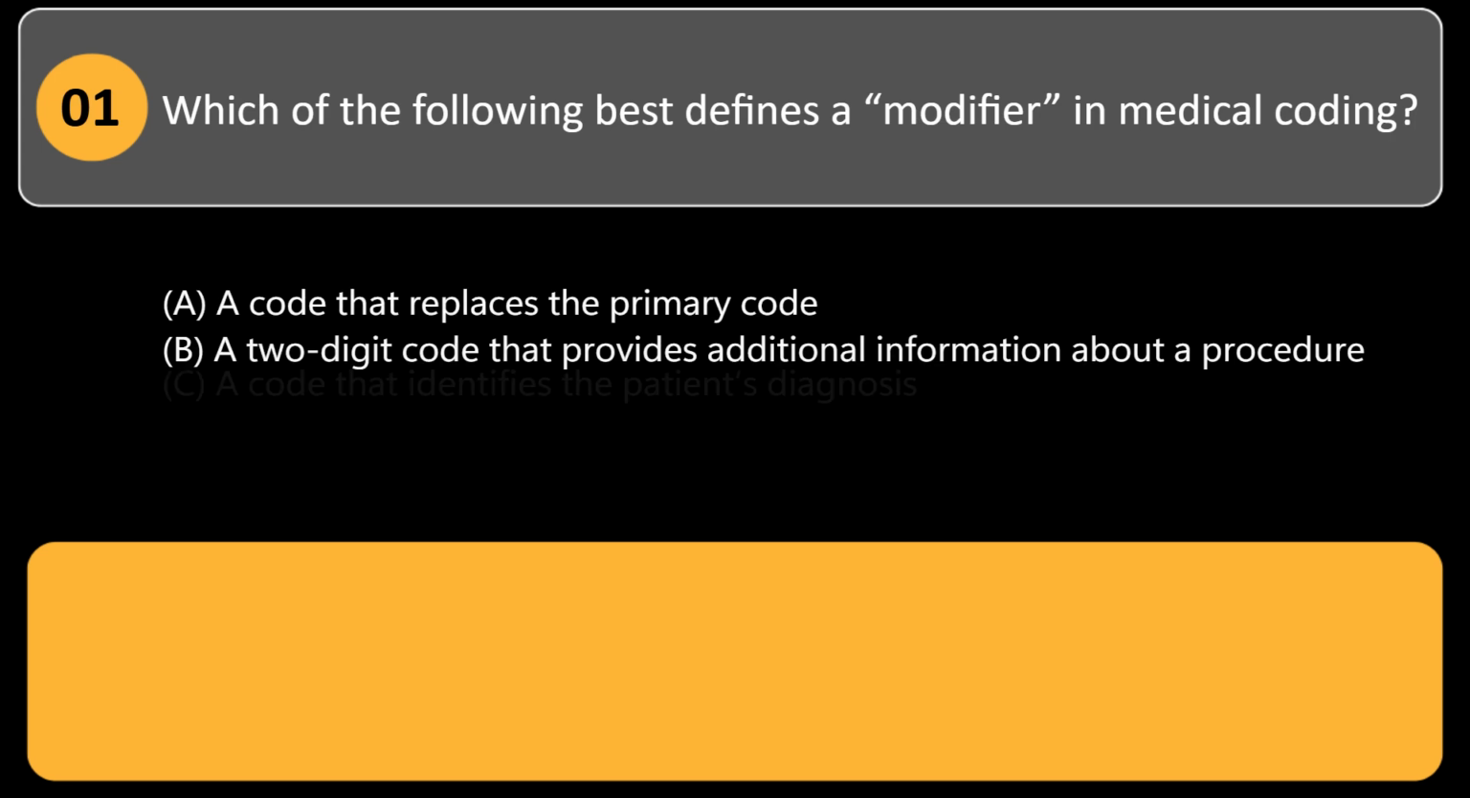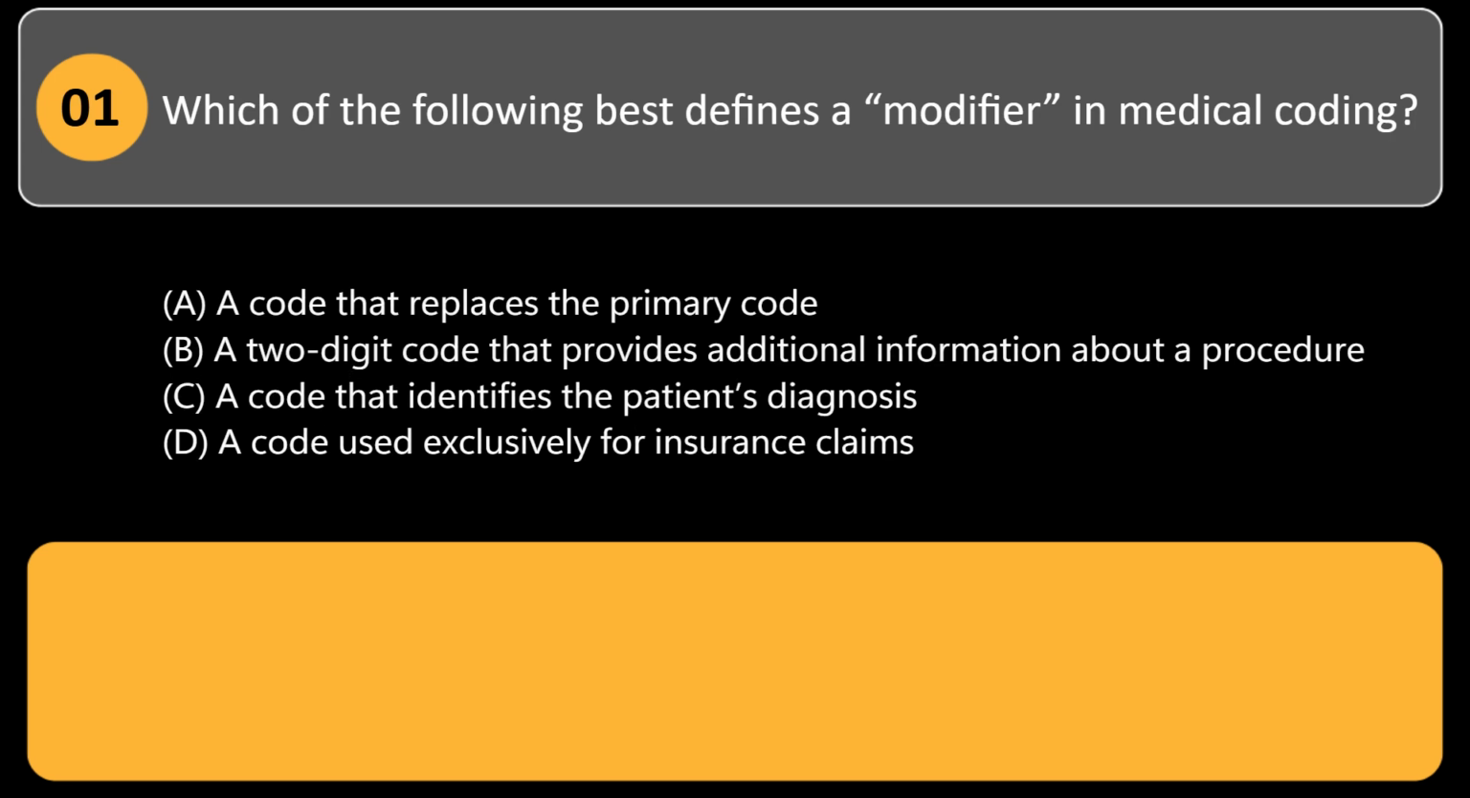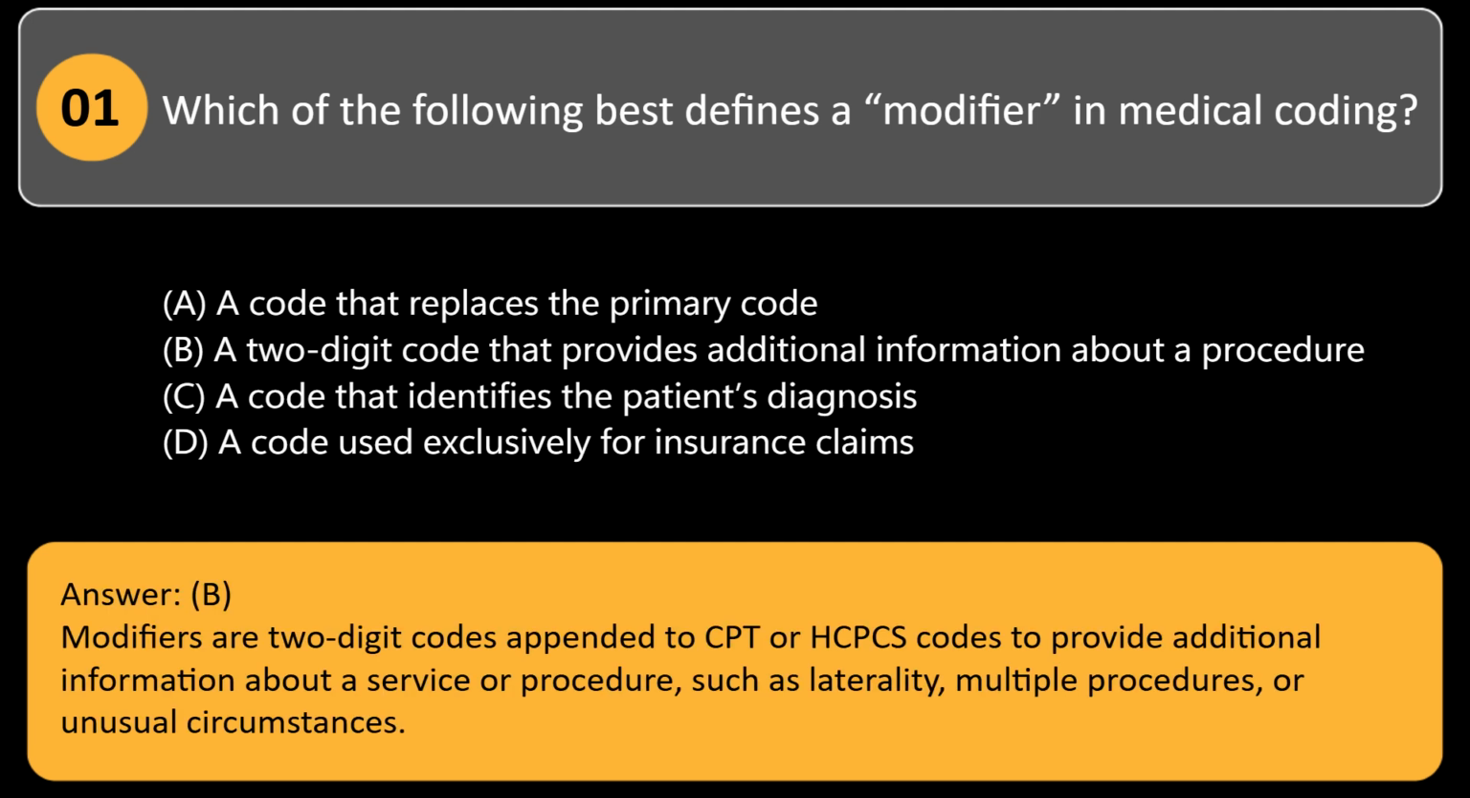Which of the following best defines a modifier in medical coding? A. A code that replaces the primary code. B. A two-digit code that provides additional information about a procedure. C. A code that identifies the patient's diagnosis. D. A code used exclusively for insurance claims. Answer: B. Modifiers are two-digit codes appended to CPT or HCPCS codes to provide additional information about a service or procedure, such as laterality, multiple procedures, or unusual circumstances.